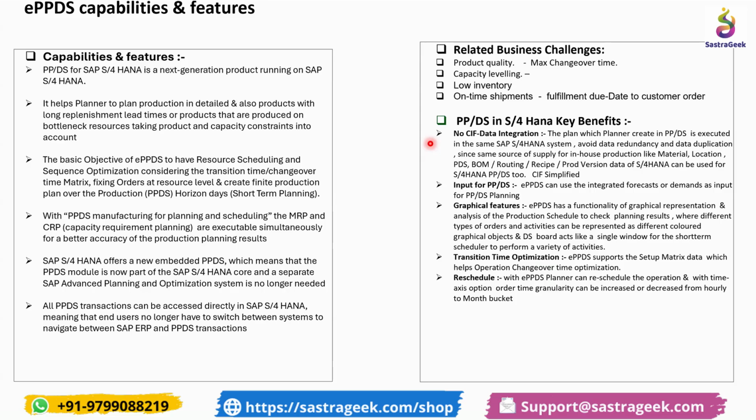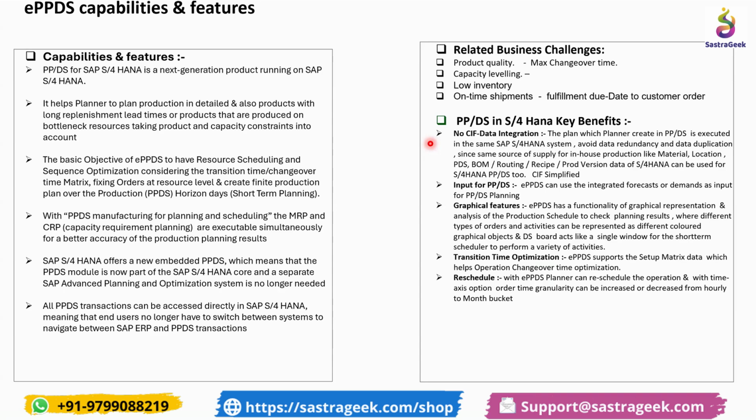Okay, and it creates the finite production plan within a short horizon period. Now this horizon days is basically what I can say in the master data, the provision SAP has provided through which a planner can control the short term or a long term. We will see this particular functionality when we jump into the system.